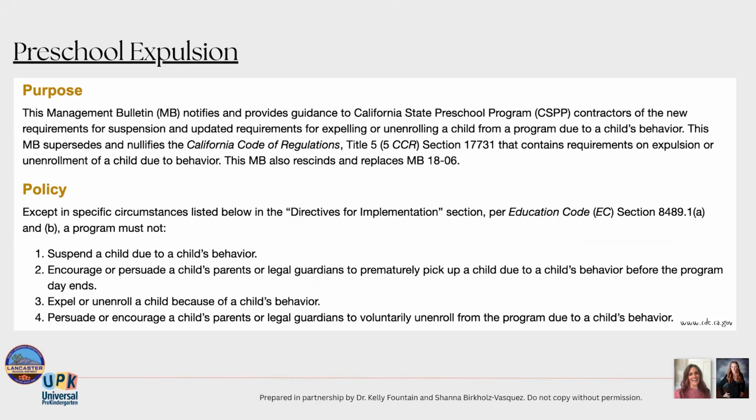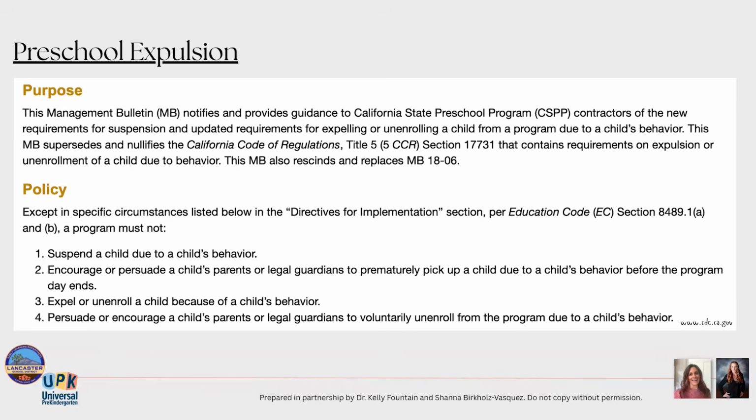So in September of 2023, there was a management bulletin 2308 that was guidance on suspension and expulsion in the California State Preschool Program. It limits suspension and expulsion for behavior in CSPP and applies to all California State Preschool contractors and subcontractors. So the policy states that except in specific circumstances listed in the directives for implementation section of the management bulletin, a program may not suspend a child due to a child's behavior.